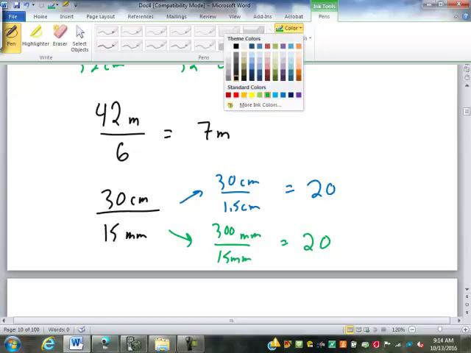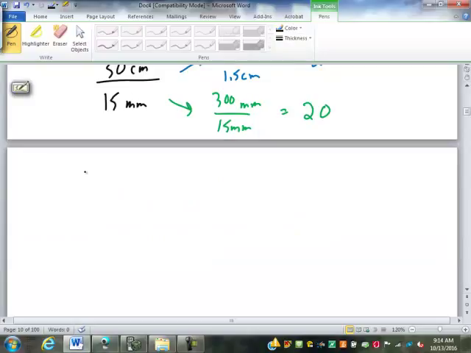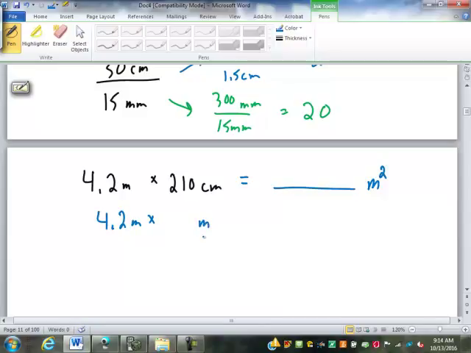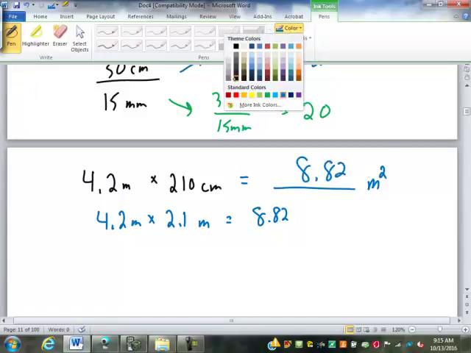When I'm multiplying, it's a little different. If I have 4.2 meters times 210 centimeters, I do need to know whether I want my answer in meters squared or centimeters squared. So let's say I tell you I want my answer in meters squared. So I'll keep the 4.2 meters. This becomes how many meters? 2.1. 4.2 times 2.1 is 8.82 meters squared. Simple enough?